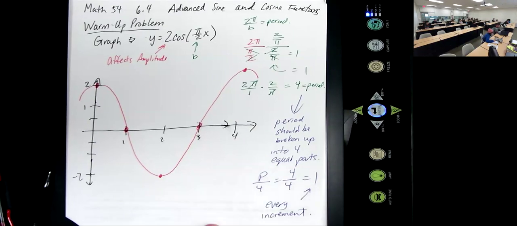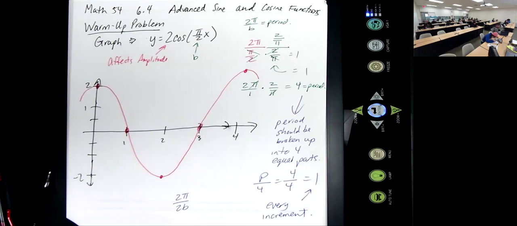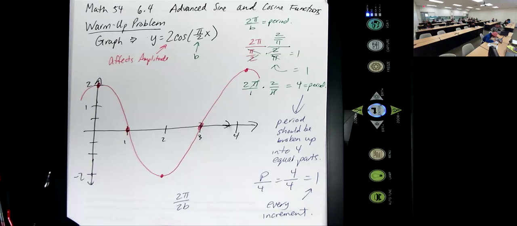Is that like the formula to find the points? Yeah, earlier we did it with 2 pi over 2b. Okay. Right? But that just gave us our little increment points, but the pi is messing it up. So it's easier to treat this as divided by 4, because it does break it up into 4 parts.